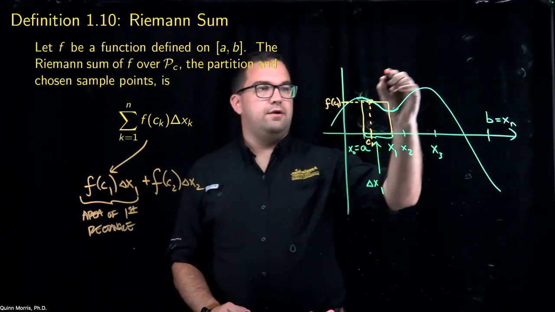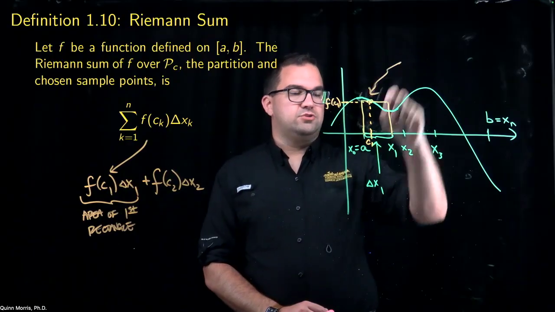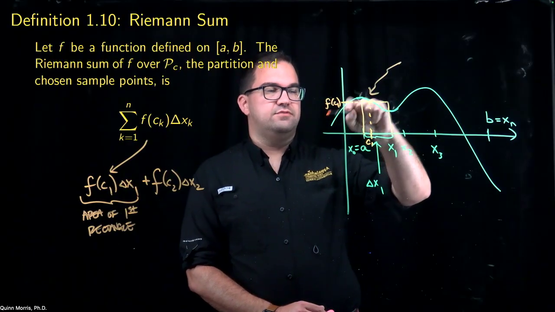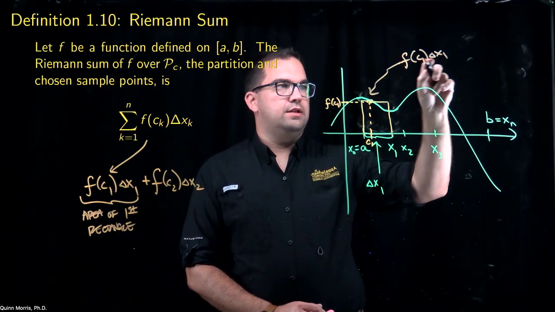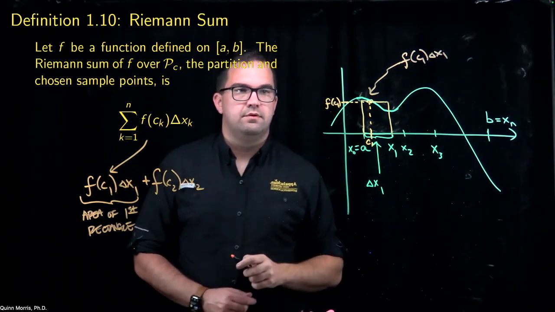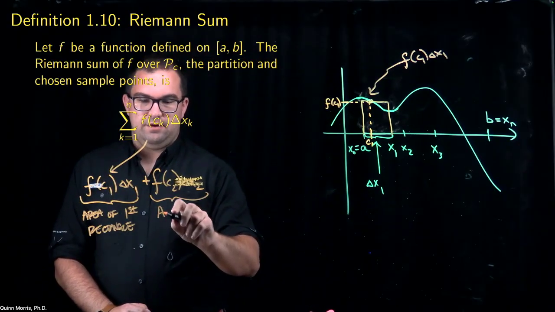So if I come over here, this has width delta x1, height f of c1. So f of c1 times delta x1 is equal to this area here. Okay. Same thing here. This is the area of the second rectangle.